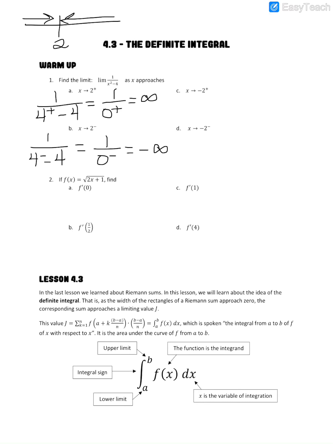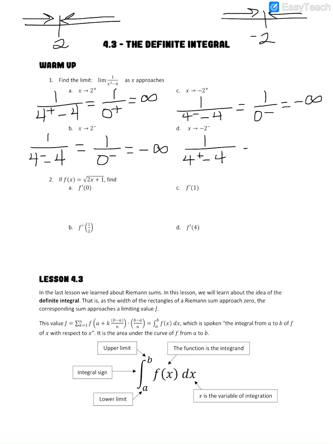Okay, the next one is negative 2 from the right. So that is going to be, when I square it, a little bit less than 4. Subtracting 4, I get a little bit less than 0. So this gives me negative infinity. And then negative 2 from the left, I'm at like negative 2 point whatever. When I square that, I'm going to get a little bit more than 4. Subtracting 4 from that, I get a positive 0, which is positive infinity.